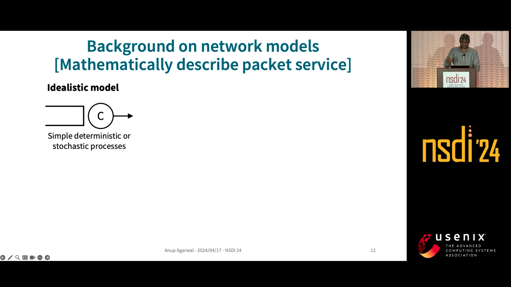A network model is a mathematical description of how a network may delay, drop, or service packets. And past works in congestion control have often assumed an idealistic model of the network. They'll define some queue, link rate, and use simple deterministic or stochastic processes to describe the packet service.